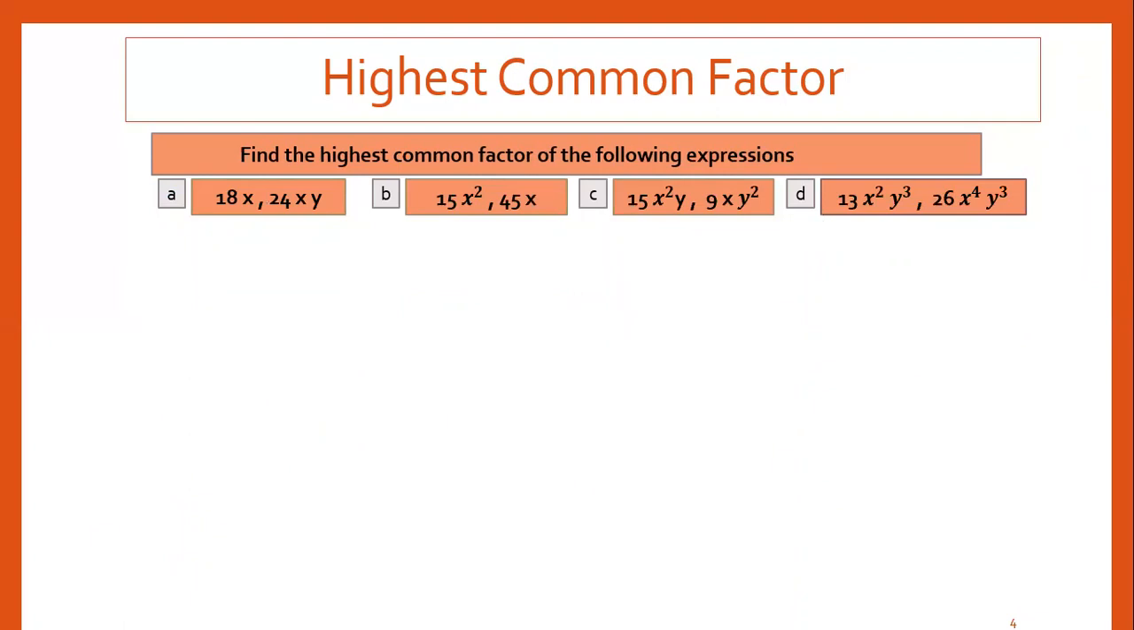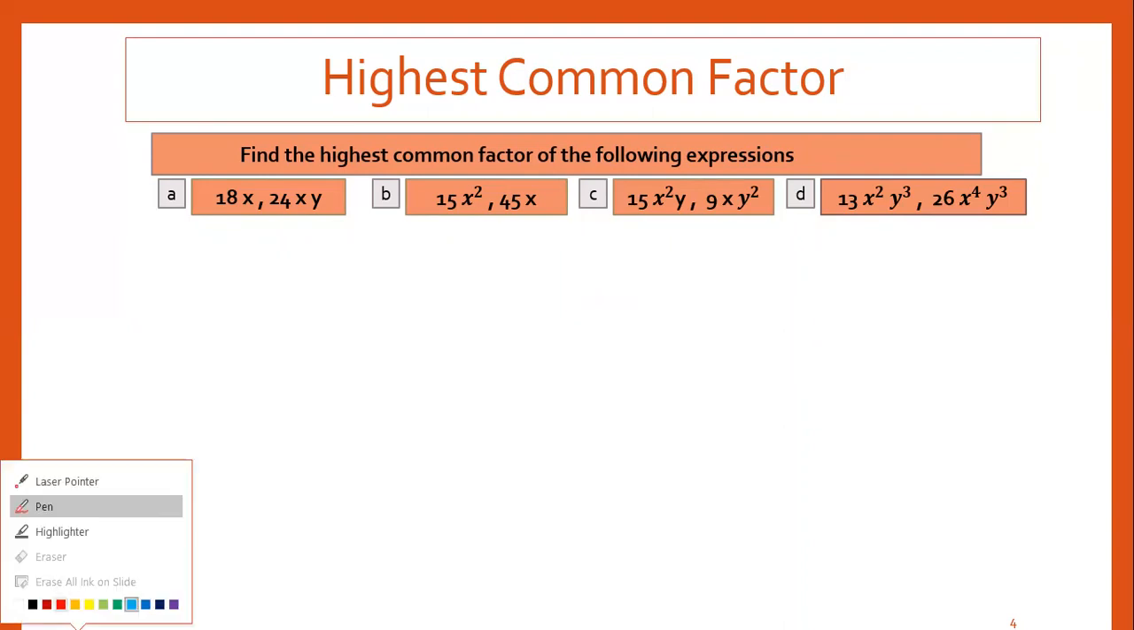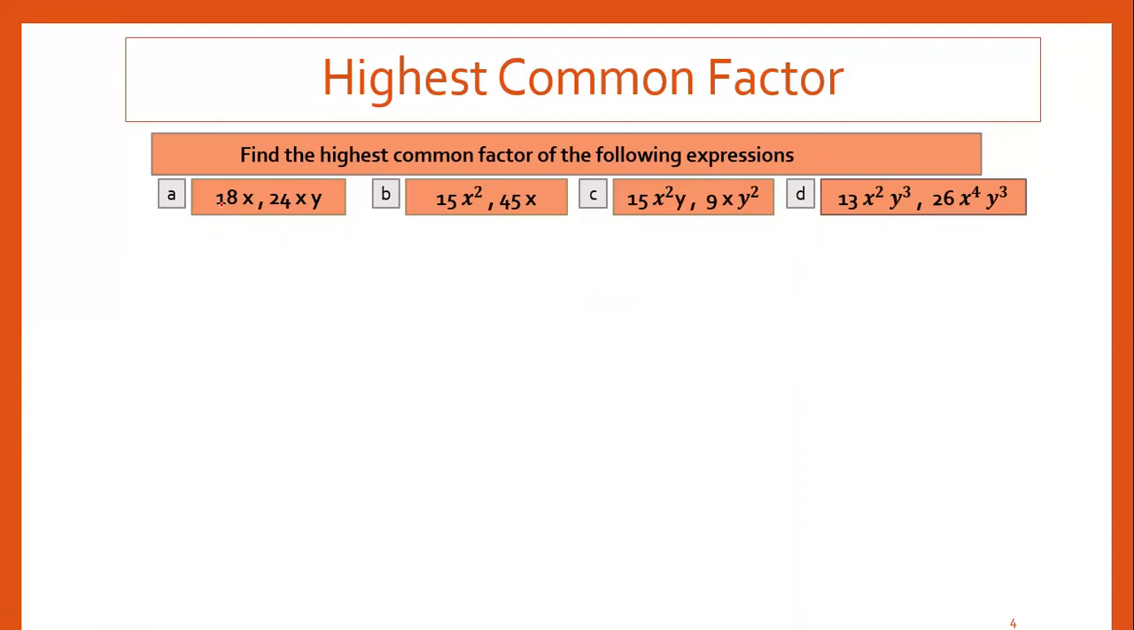Highest common factor in each of the following. Now I'm going to do the exact same way. Now we know how to find the prime factors of numbers, so we're going to use that. Again, I'm going to solve the first one. I need to find the highest common factor between 18x and 24xy. Prime factors of 18: 2 and 9, as we agreed before, 3 and 3. So this is the 18. If I say 18x, it's going to be 2 times 3 times 3 multiplied by x.